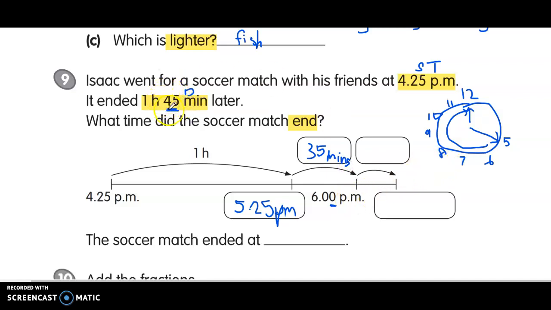Now, the duration of the soccer match is 45 minutes. How many more minutes must we add to reach 45? 10 more minutes, right? So from 6 o'clock it's easier to count. 6 o'clock plus 10 minutes is 6:10 p.m. So the soccer match ended at 6:10 p.m.